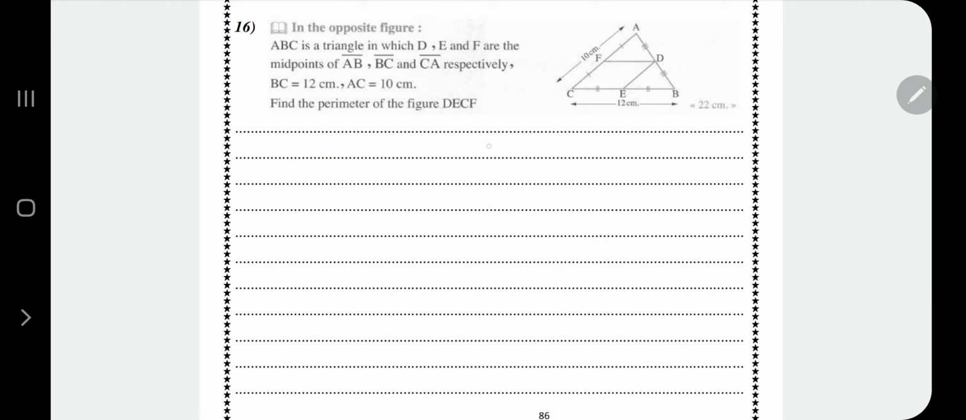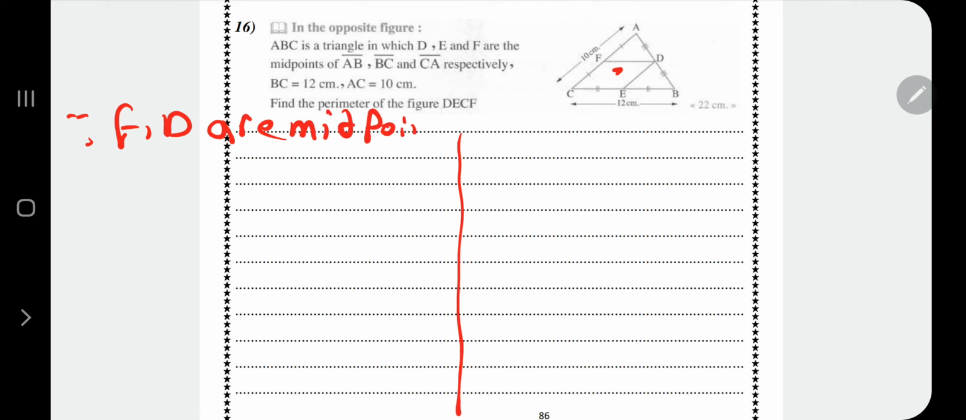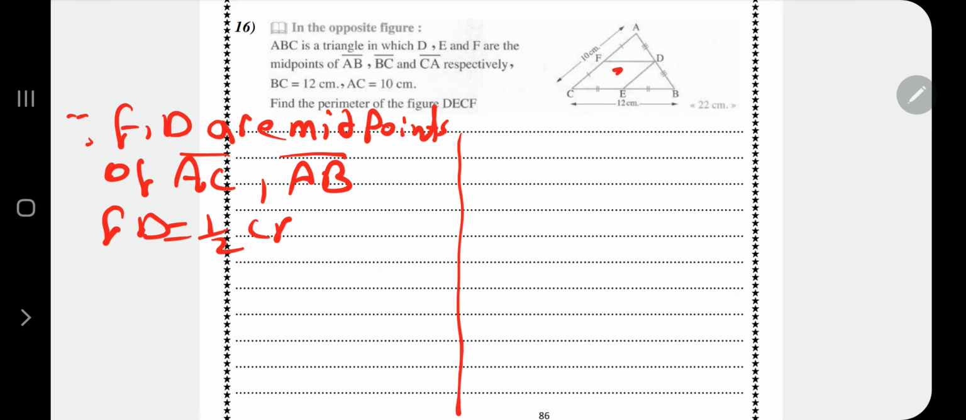Example number 16. As you see, ABC is a triangle. He asked me to find the perimeter of this figure. Since F and D are midpoints of AC and AB, that means at first FD equals half CB, half times 12 equals 6.